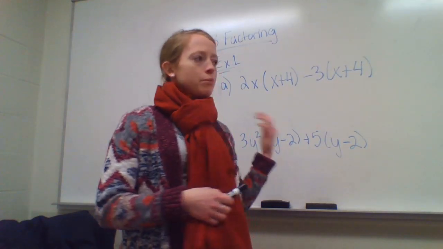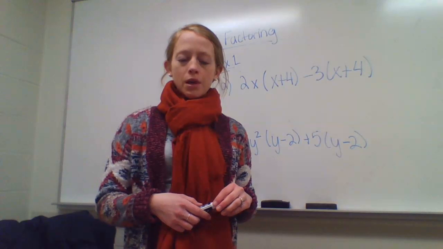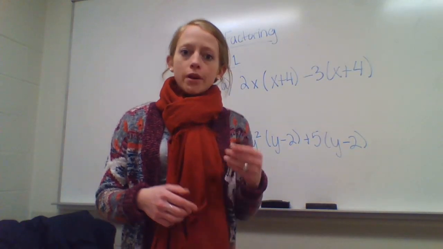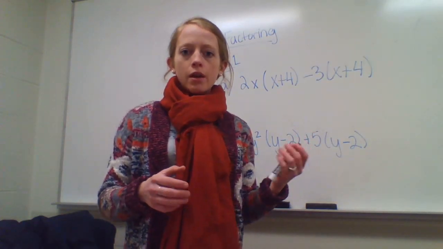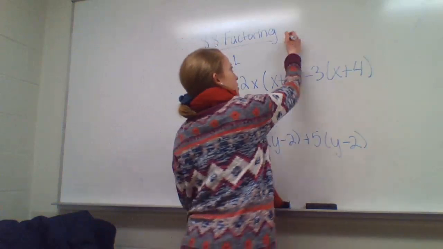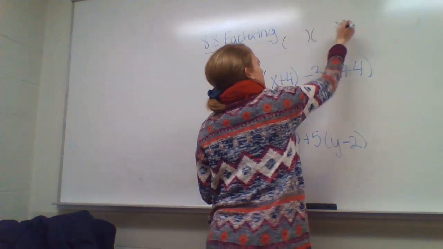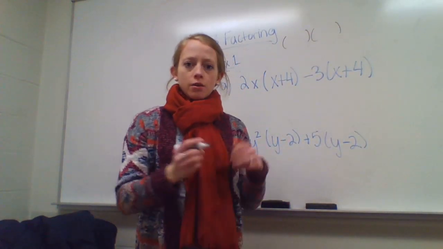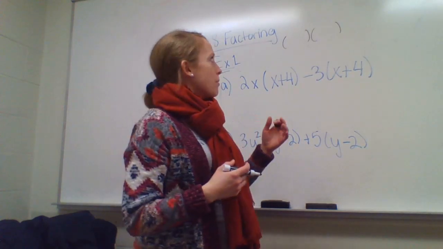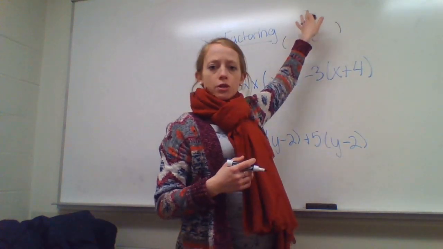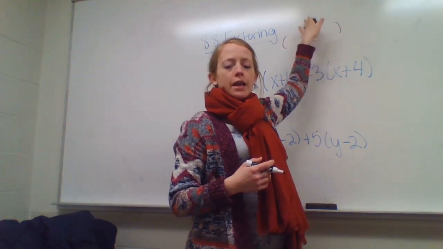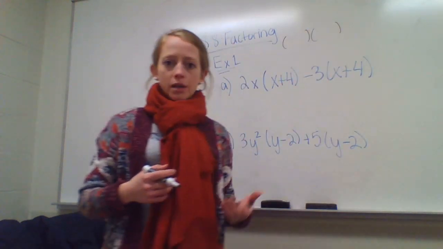So, the point of today is that we are not factoring like we were in 8.5, where we had a trinomial and we factored it into two parentheses like that. So that was a little bit easier. We just figured out what two numbers multiplied to get the last term, but added to get the middle term. These look a little bit different.